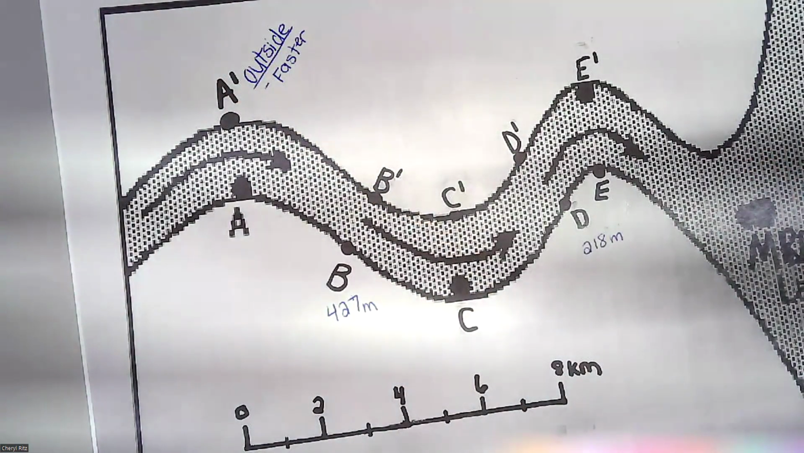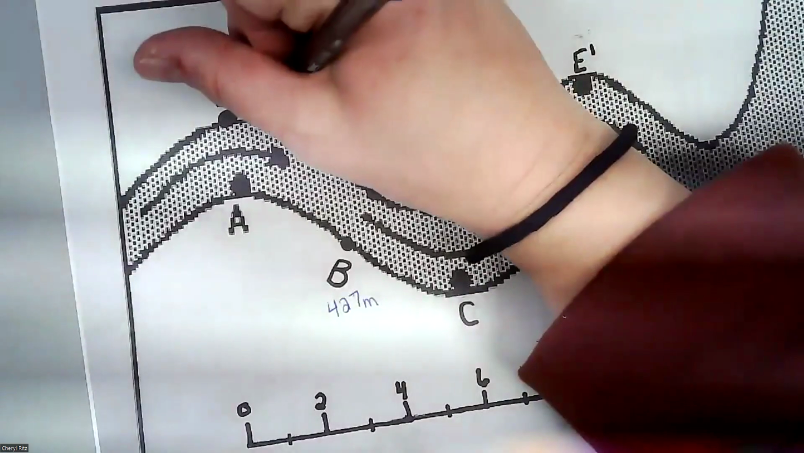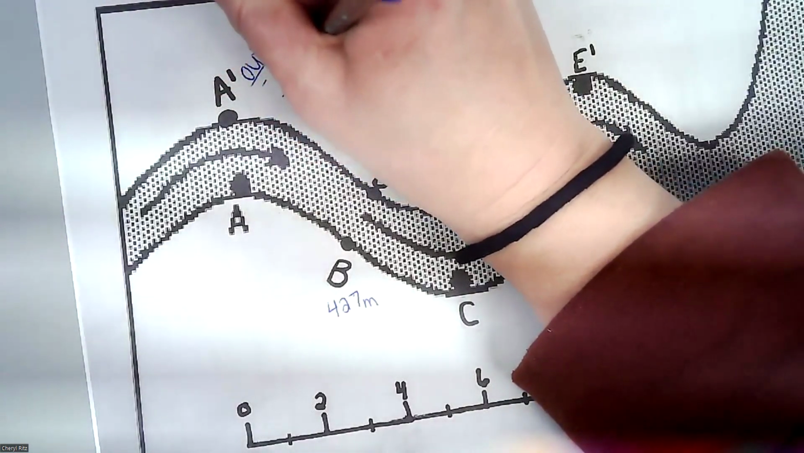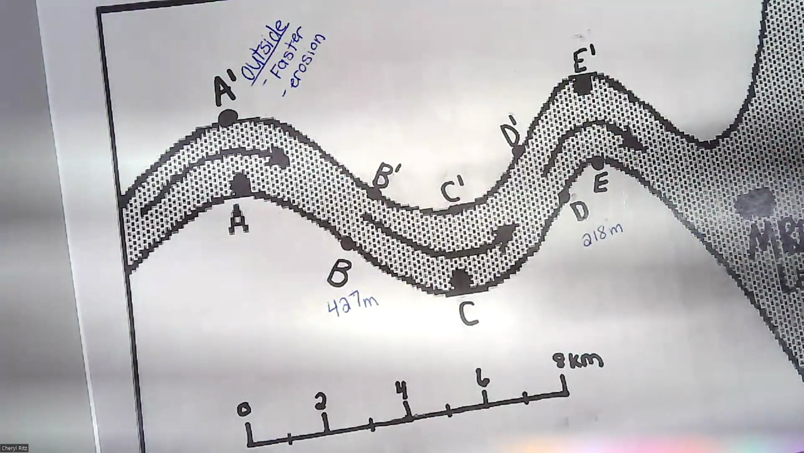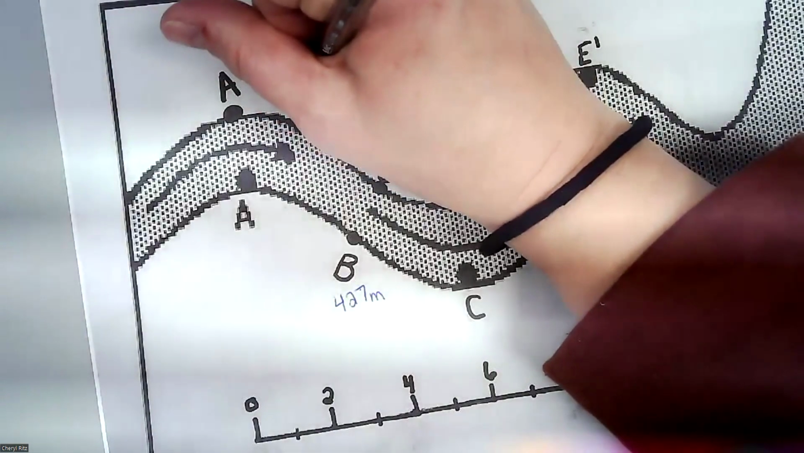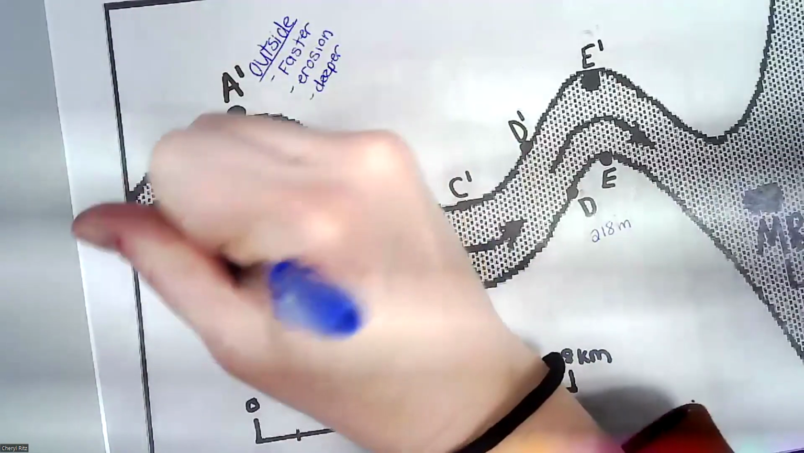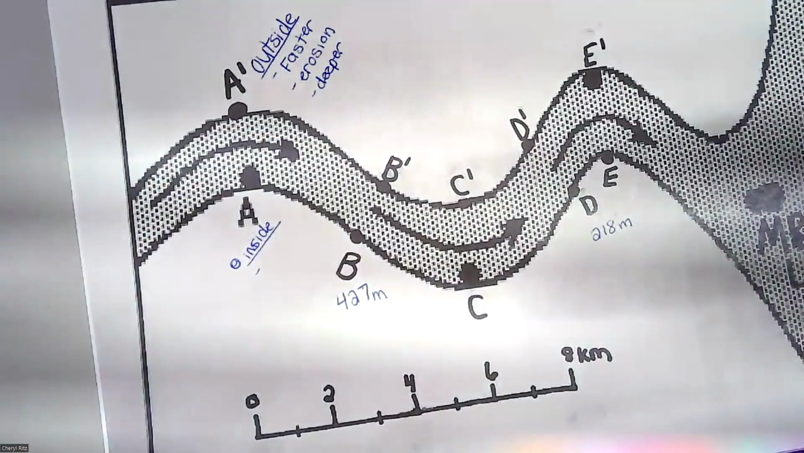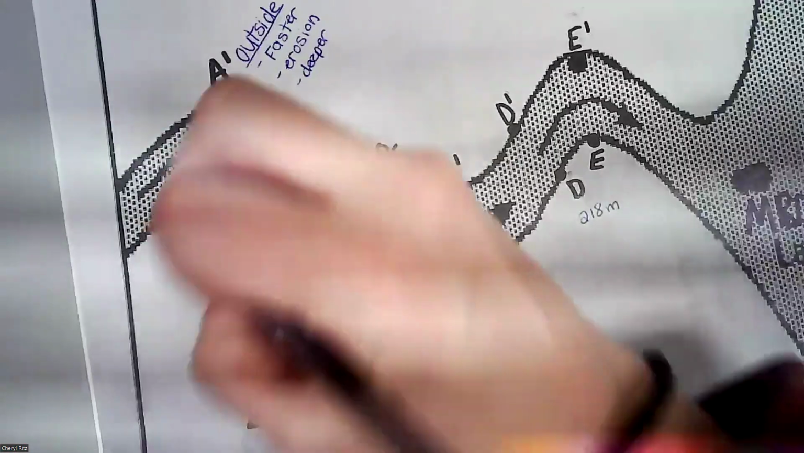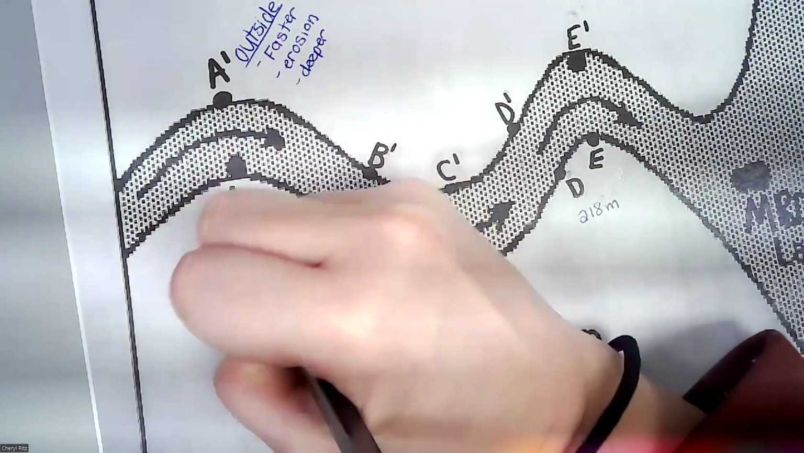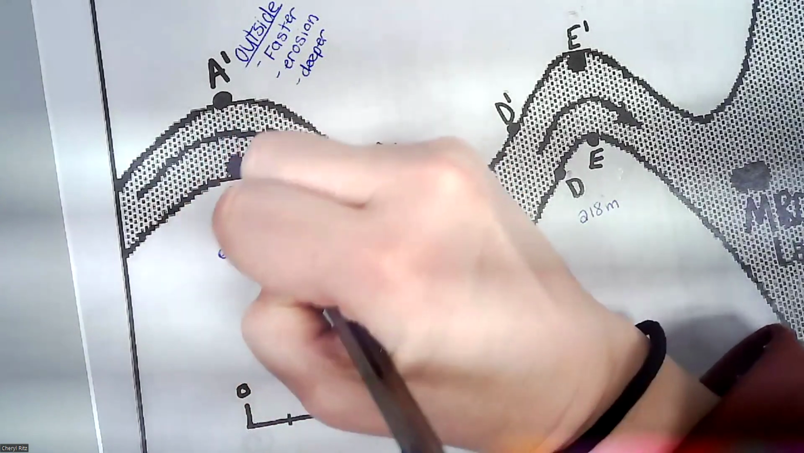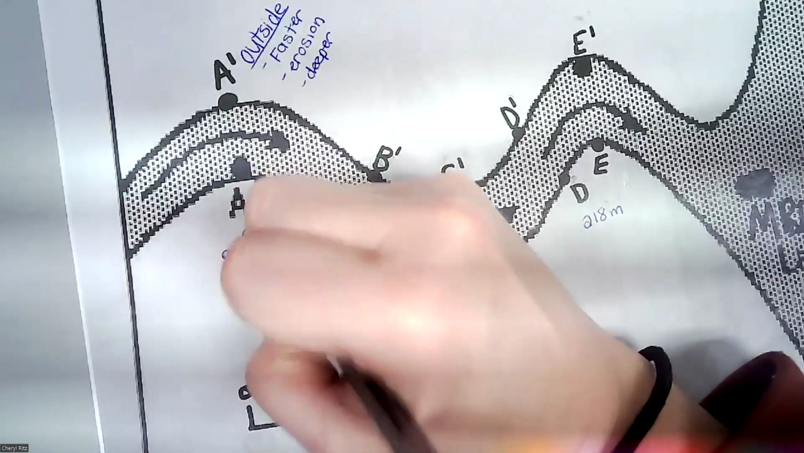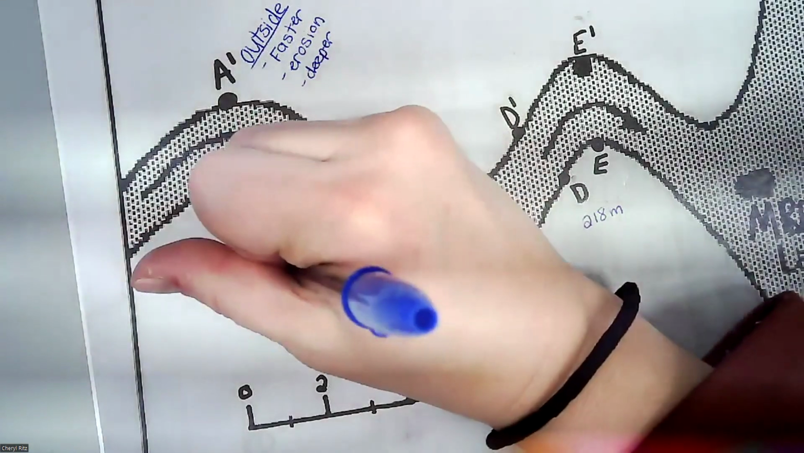What else is true? Because it's moving faster, what's going to happen to that side of the river? It's going to get eroded. So this side, we're going to have erosion. And because we have erosion, what do we know about the deepness of the area? It's going to be deeper on that side of the river. The opposite is all true for the inside of a curve. So on the inside, because the water is going faster on the outside, the inside is going to be slower. And when it's moving slower, we're going to have more deposition. And because we have things being dropped off in deposition, it's going to be shallower.